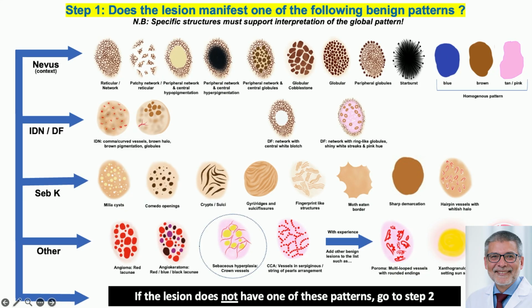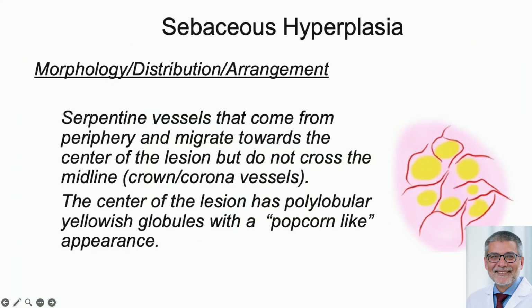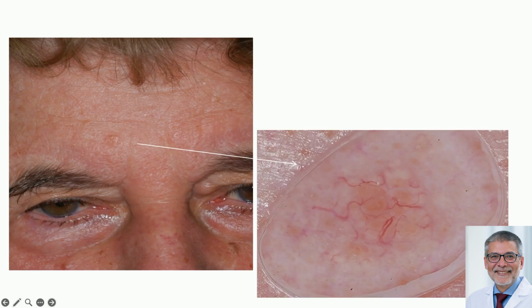Now, there are a couple of other lesions that are worth mentioning. One is a sebaceous hyperplasia. Why is sebaceous hyperplasia worth mentioning? Because when they become big, they start to take on an appearance similar to a nodular basal cell carcinoma. So to know when it's a lesion that's nothing, meaning sebaceous hyperplasia, you do need to know what the features are. So what the anchoring features are: you see these yellowish globular structures that are also known as popcorn-like structures, and there are vessels at the periphery that come towards the center of the lesion, but don't cross the midline, okay? And that's your classic sebaceous hyperplasia as depicted here.